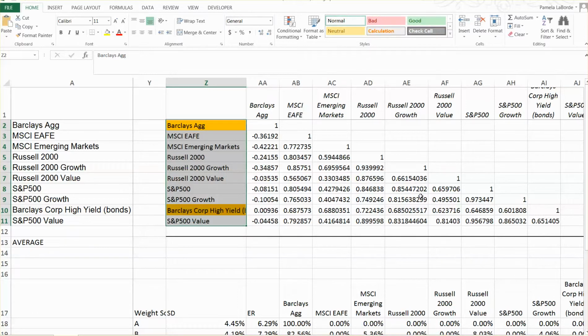That means we can benefit from forming portfolios that low or even negative correlation can help reduce our risk. So long as the correlation is less than 1, we benefit. We'll benefit more if the correlation is negative.